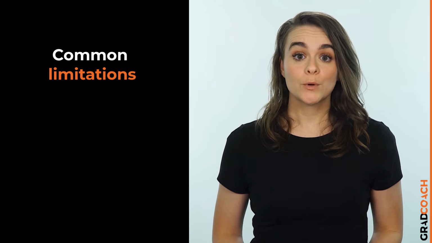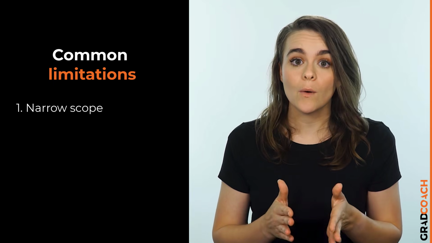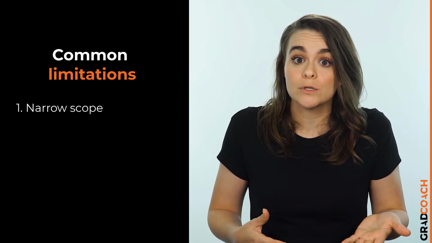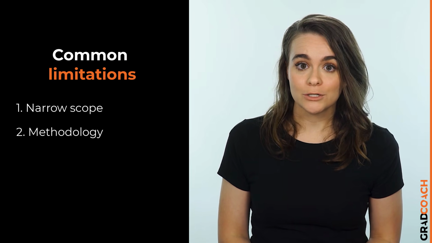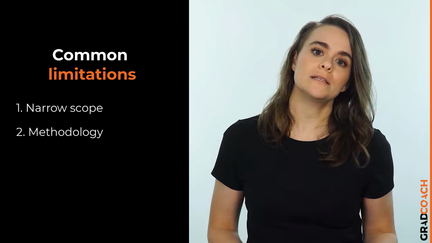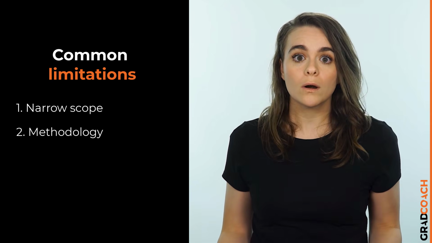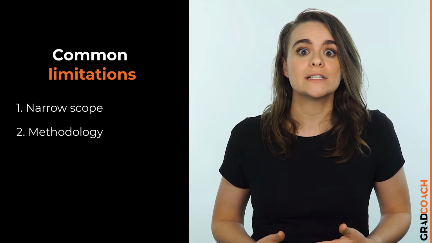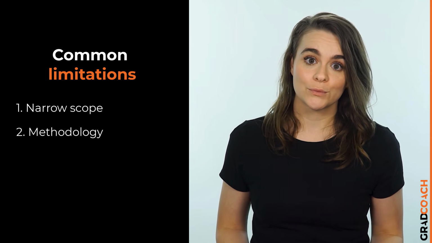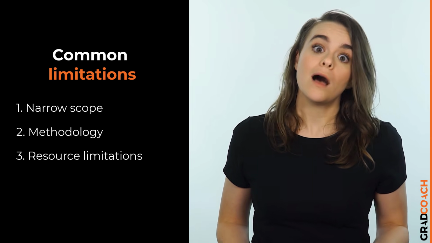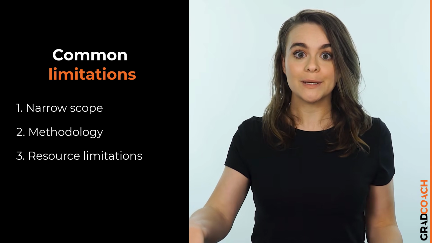These are: number 1, your scope. For example, perhaps your focus is very narrow and doesn't consider how certain variables interact with each other. Number 2, your research methodology. For example, a qualitative methodology could be criticized for being overly subjective, or a quantitative methodology could be criticized for oversimplifying the situation. Number 3, your resources. For example, a lack of time, money, equipment, and/or your own research experience.